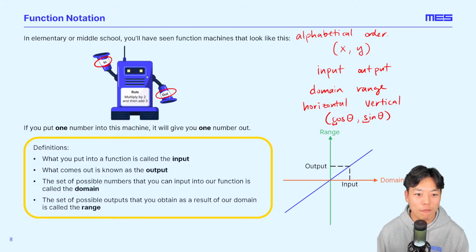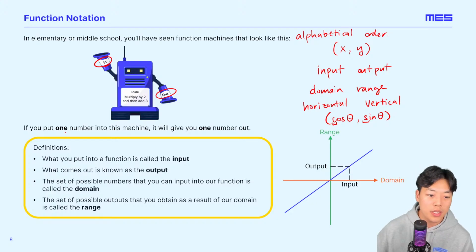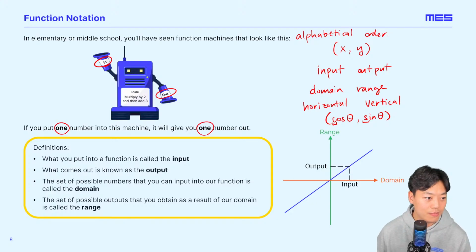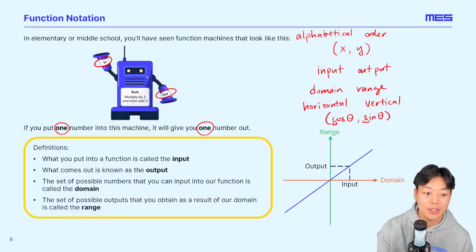You need to remember for a function today that every input has one unique output. If an input has multiple outputs, then it is not a function. One number in, one number out. That's a function. One to one.